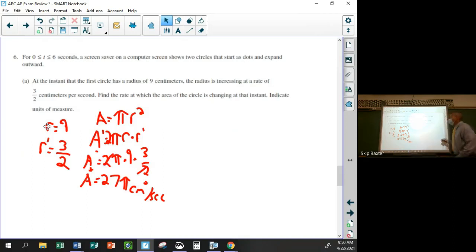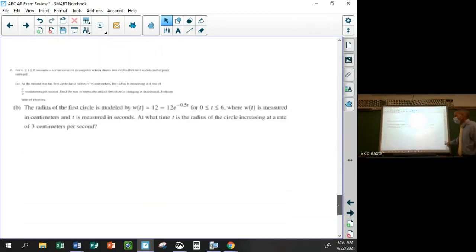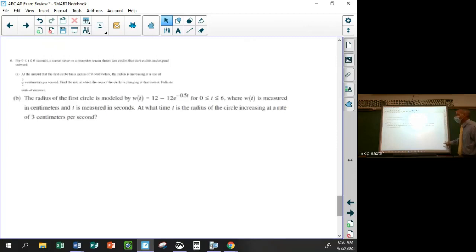All right, who gets to do part B? Charlotte, you get to do part B. The way I copied and pasted this, I copied part A and then part B, just so you could remember what the stem of the question was. All right, so there you go.